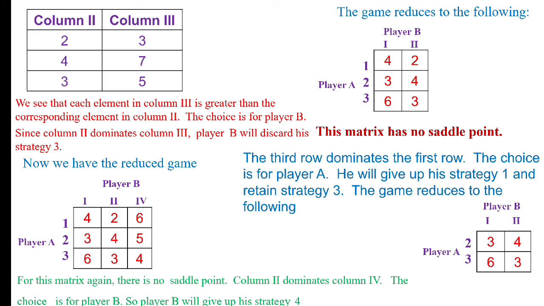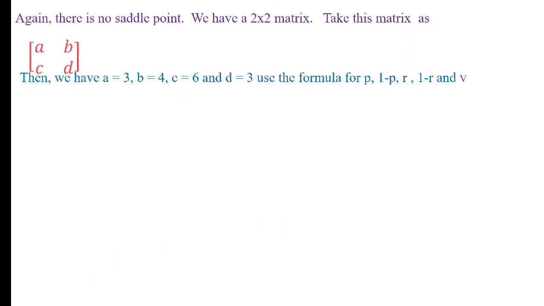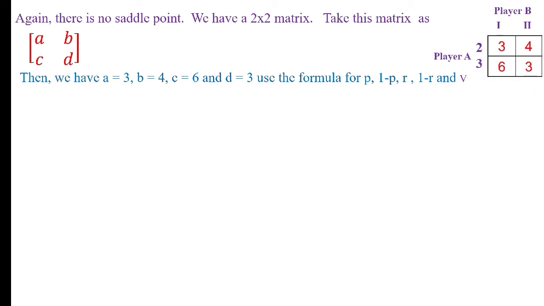Then we'll go for the analytical method, calculating the value of the game. Row minimum, column maximum should be deleted. So we consider here A, B, C, D, the values which we got: A value is 3, B value is 4, C value is 6, D value is 3. So we can use P, 1 minus P, or R, 1 minus R, and V. We already studied this substitution in this method.